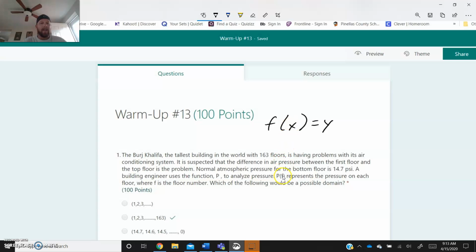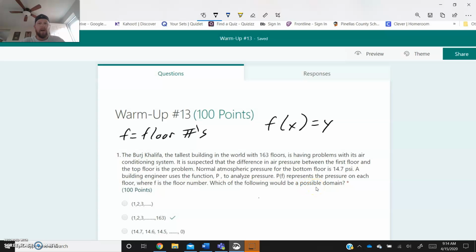The other key thing I got out of reading this is F is the floor number. So F equals the floor numbers. I hate these problems as well because there's no math related. It's just try to use your reasoning skills and common sense. And the last most important part is what this whole thing's actually asking. Which of the following would be a possible domain?